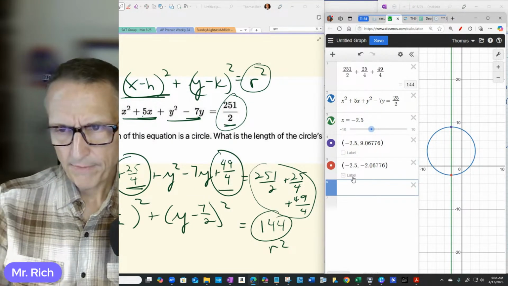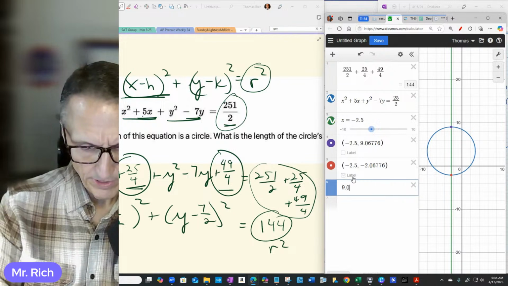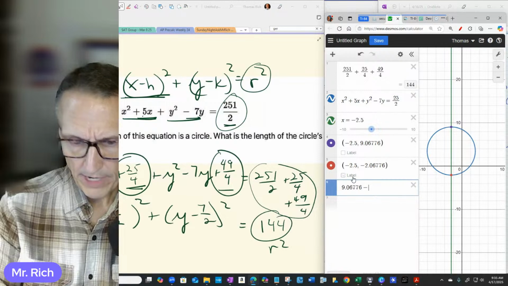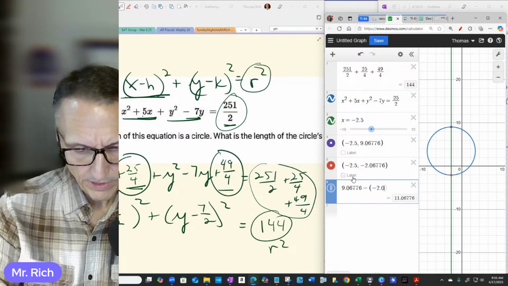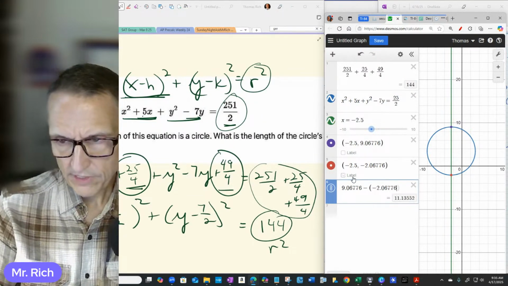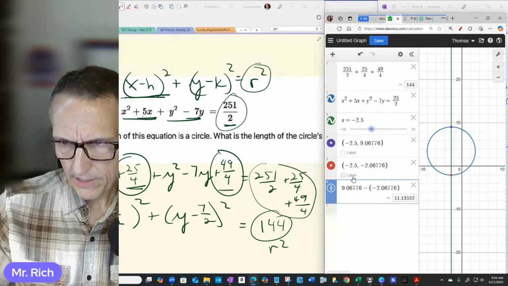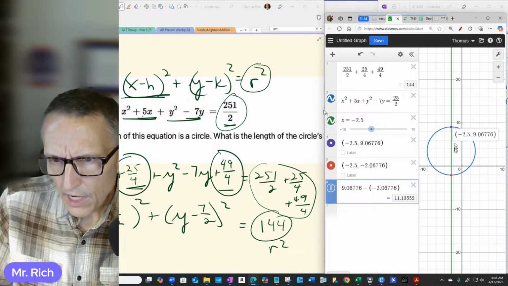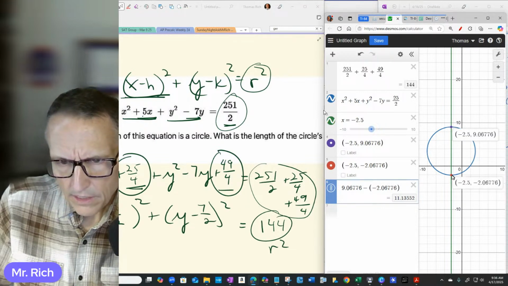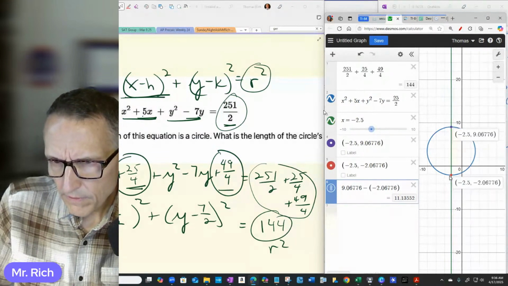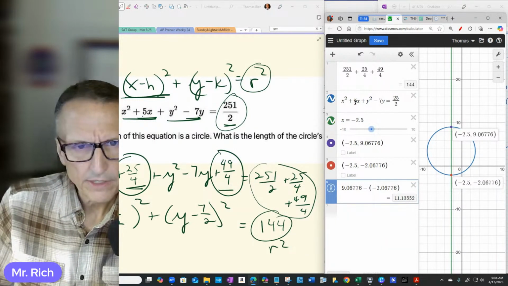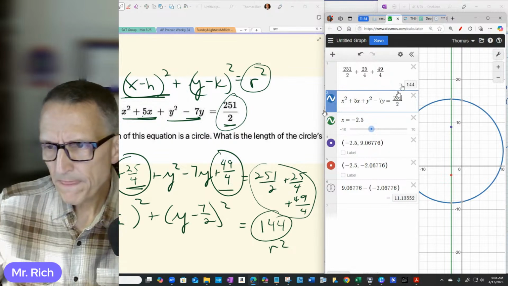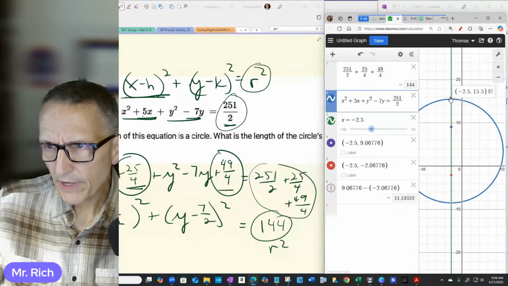And then what I'm going to do is subtract the 9.06776 minus the negative 2.06776. And I'm looking to see, since those are the two y values, what I should get. See, my radius is 12. Did I make sure I put this in there right? Let's see. Oh yeah, this is the problem, 251. There we go. Now then, okay, this makes more sense.